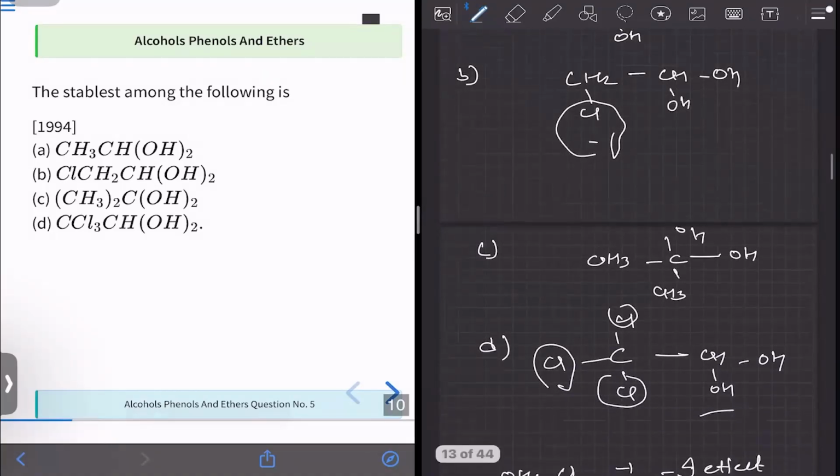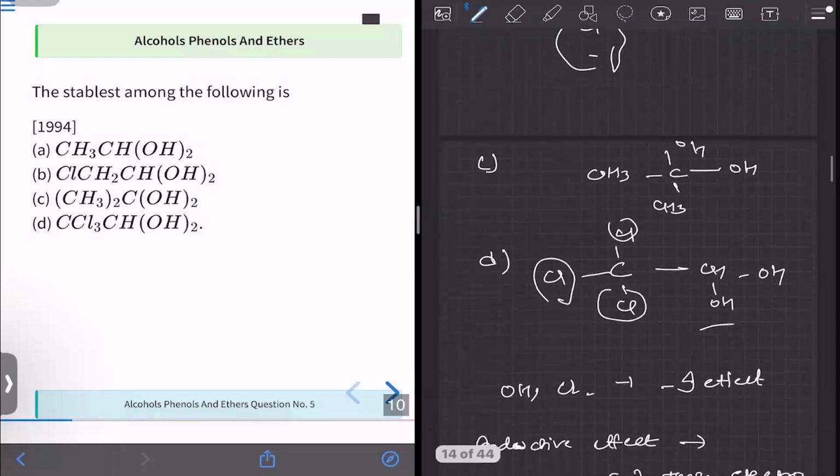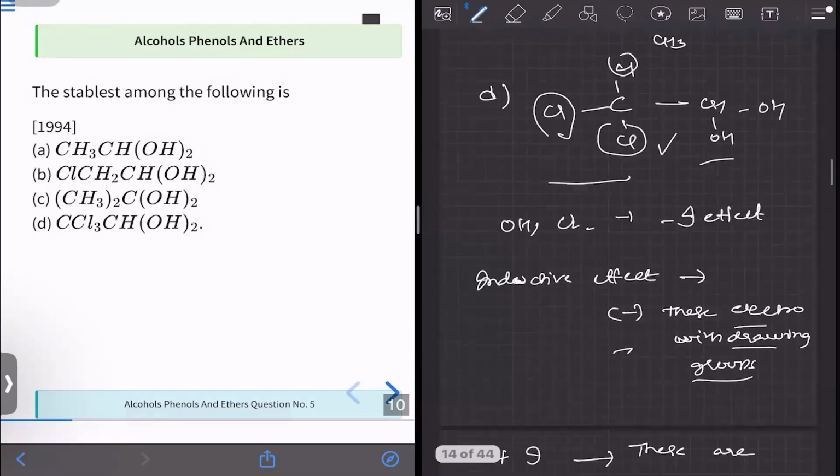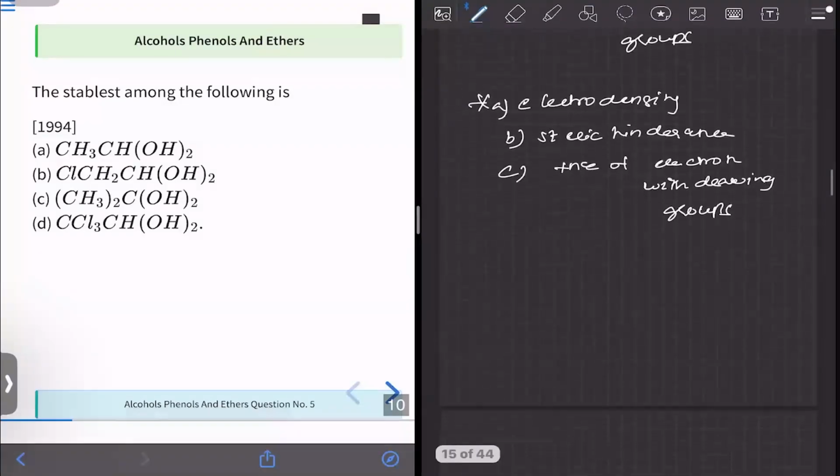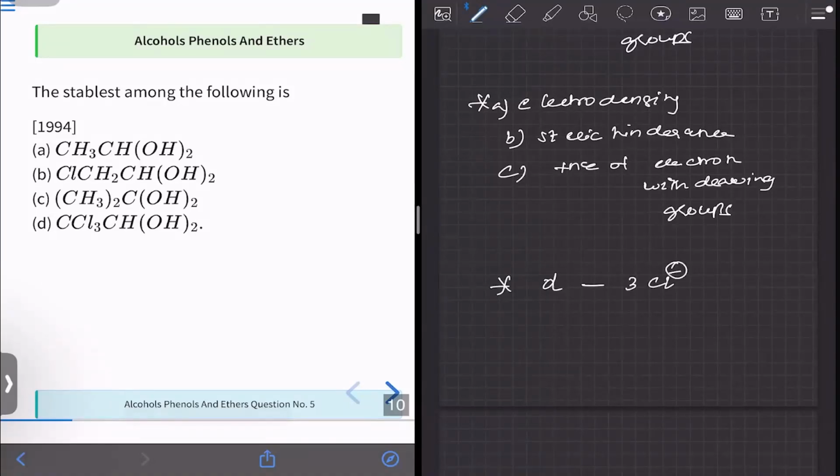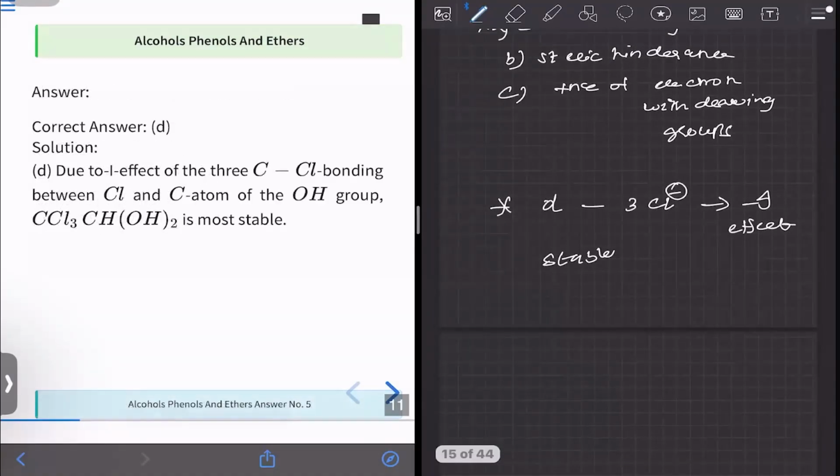But see about Cl. In option D we have 3 Cl groups, which makes the atom more stable. So option D contains 3 Cl groups. Cl exhibits a minus I effect, which makes the atom stable. So it will be option D.